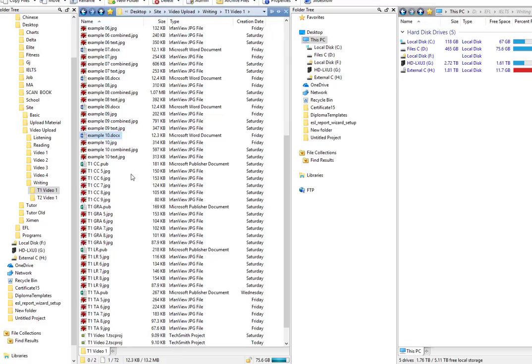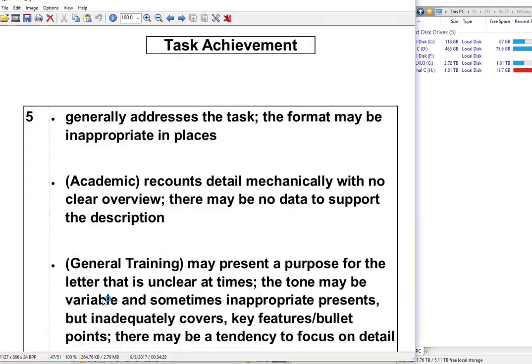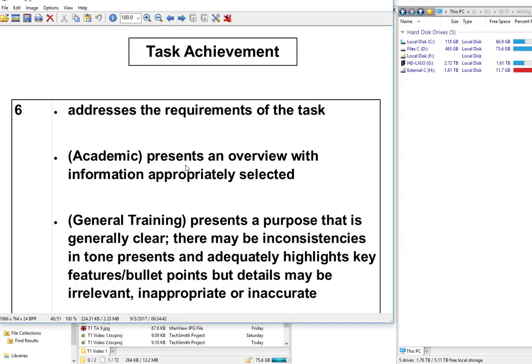Okay. I'm kind of tempted to say 5, but no, the comparison wasn't done mechanically, so that wouldn't be fair. I would say it's a weak 6. Addresses the requirements of the task, yeah, but not very well. But it doesn't justify a 5. So task achievement 6.